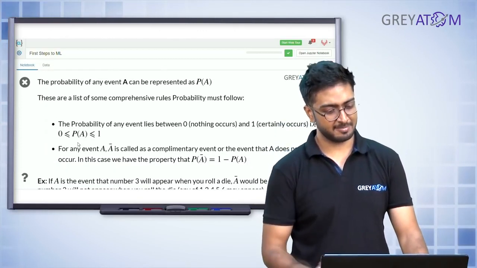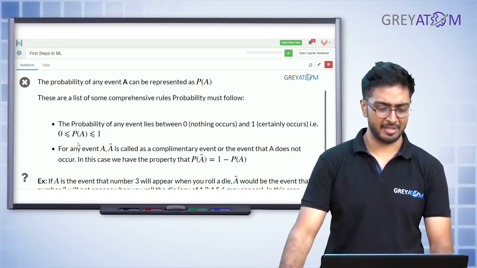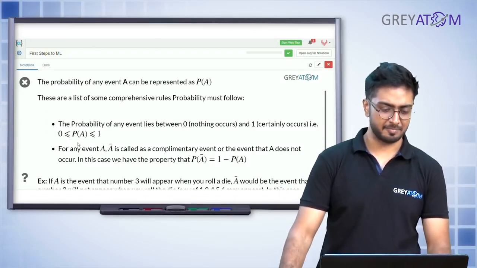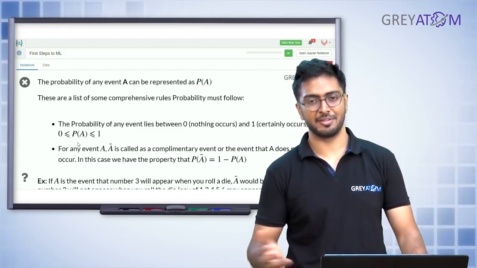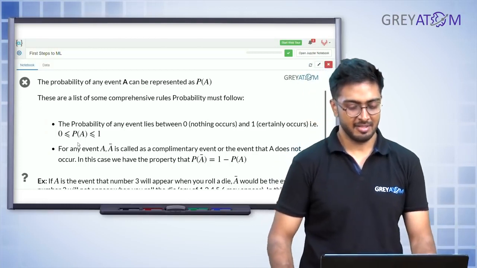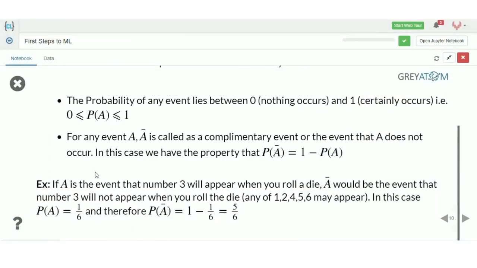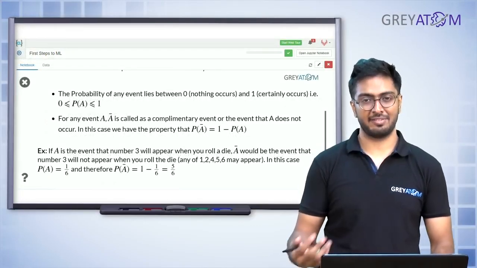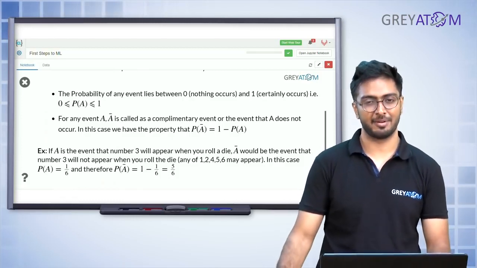So that's perfectly awesome. Now there are some basic rules that are associated with probability. At least these are universally common across whatever probability you're dealing with, whether frequentist or Bayesian, doesn't matter. So there are some common rules. The first is that the probability of an event lies between 0 and 1. 0 means that nothing is occurring, right? A probability of 0 for an event means it's definitely not going to happen, right?